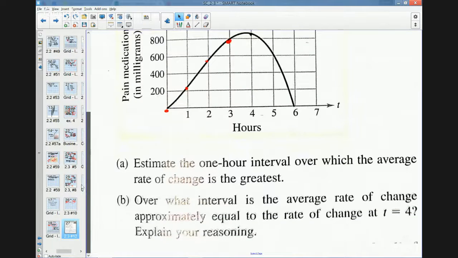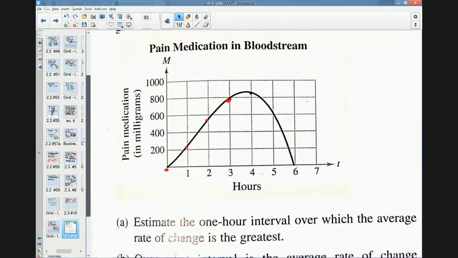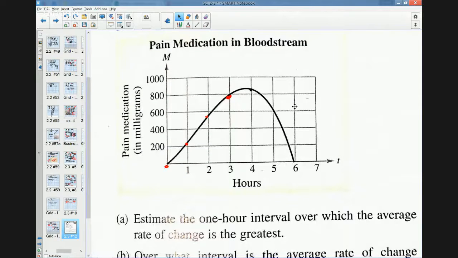On part B, it says, over what interval is the average rate of change approximately equal to the rate of change at t equals 4? Okay. So at t equals 4, we're right here. Here, let me get rid of these reds again.